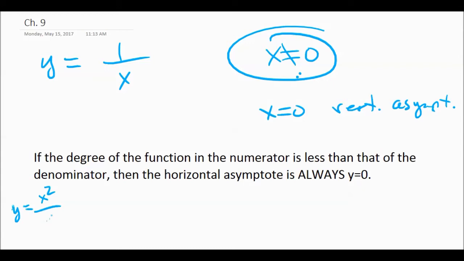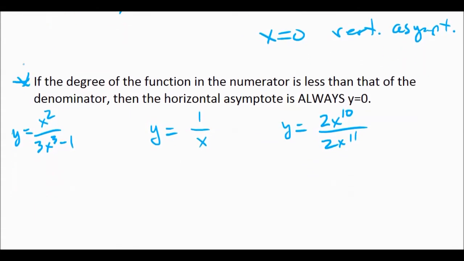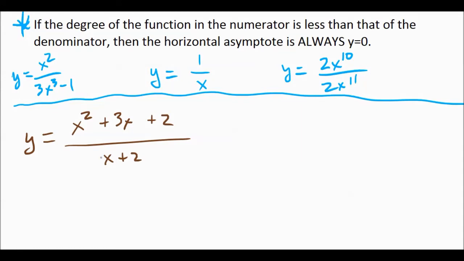So if I have this right here, like this, the degree in the numerator is less, then it's y equals 0. Like this, y equals 0. Like this, 2x to the 10 over 2x to the 11, y equals 0. Okay, if the degree is less than the bottom. Now, I don't know if in this section we'll get into other horizontal asymptotes, but if you know that for now, that's good for now. Without talking about horizontal asymptotes right now, this leads me to my next point here.